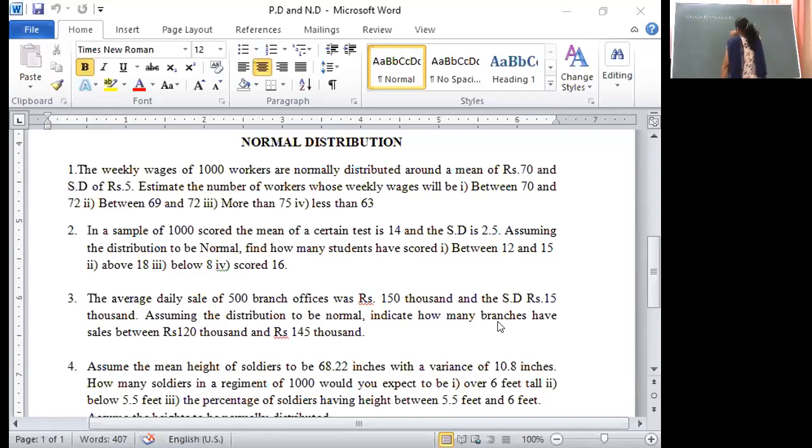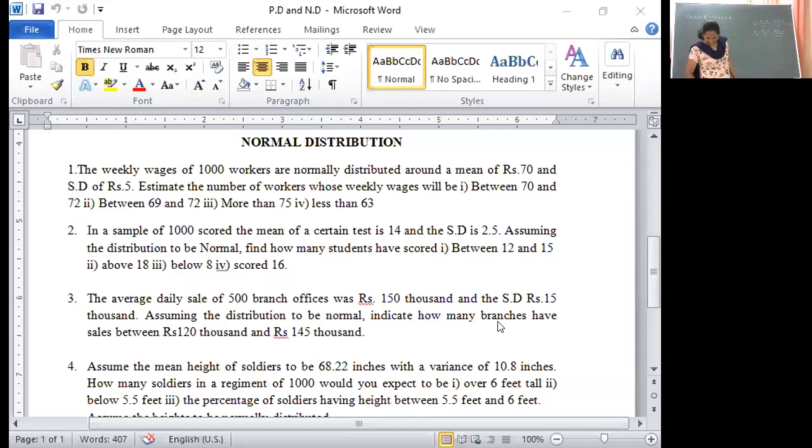Z1 is equal to x1 minus mu upon sigma. Z2 is equal to x2 minus mu upon sigma. Here, x1 is 15.5 minus 14 upon 2.5, and x2 gives 16.5 minus 14 upon 2.5. Here you will get this value as a positive value, 0.6.